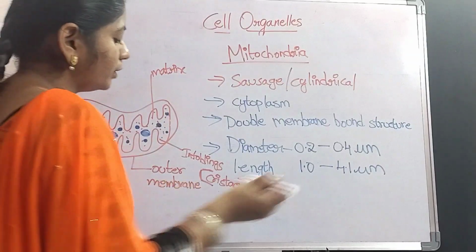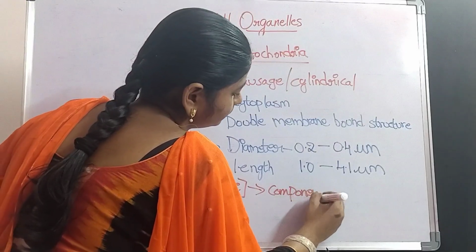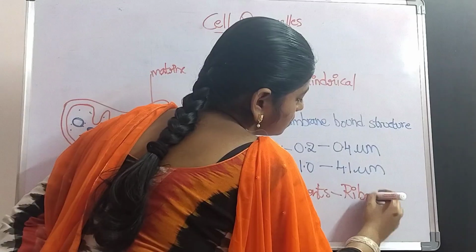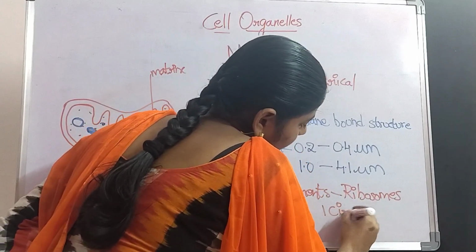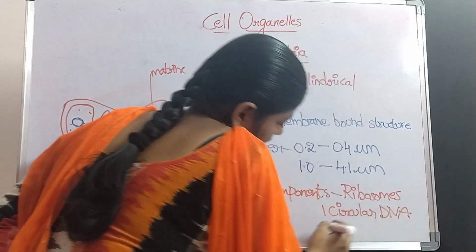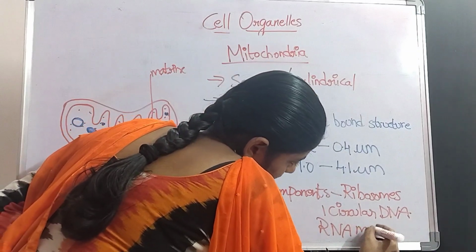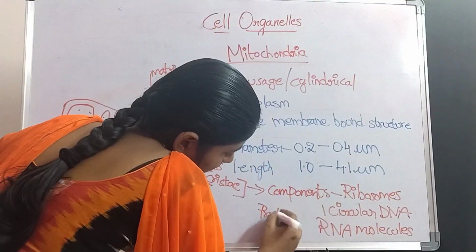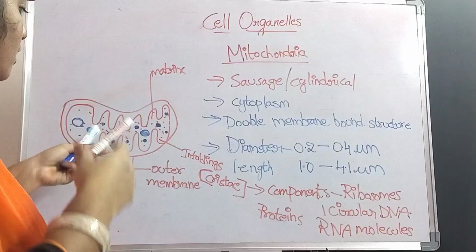So what are the components of the matrix? What are the substances that are present inside the matrix? Ribosomes, single circular DNA, RNA molecules, and also proteins are present inside the matrix. These are the components which are present inside the matrix.